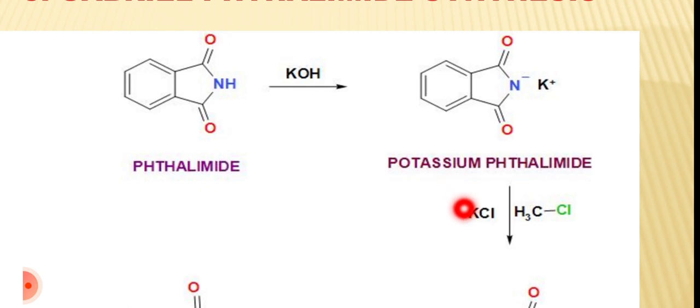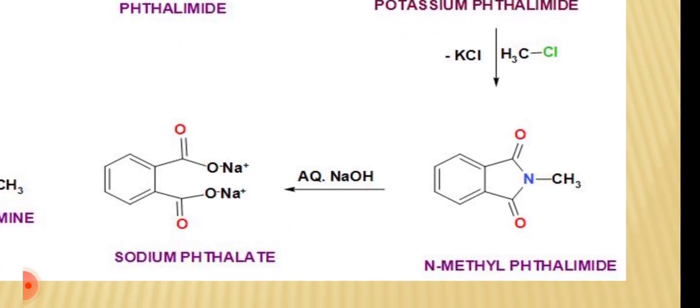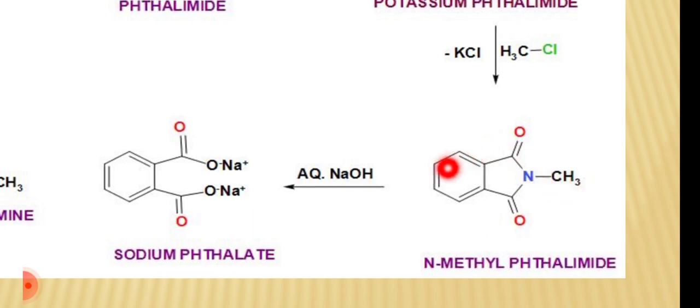This potassium phthalimide is reacted with methyl chloride. The potassium and chlorine react to form KCl, while this methyl group, being partially positive in nature, gets attached over this nitrogen to form N-methyl phthalimide.